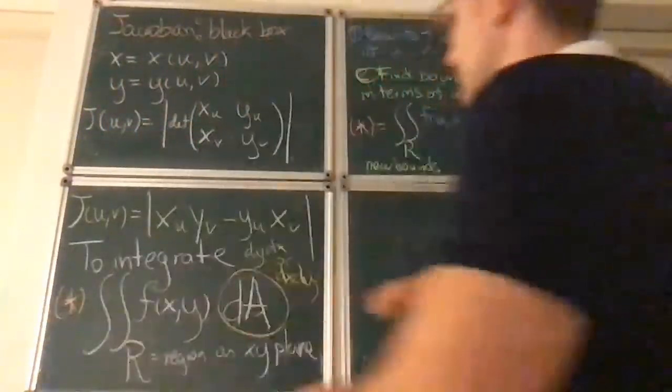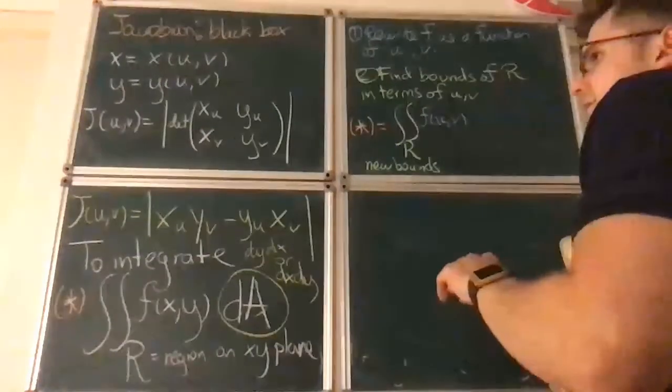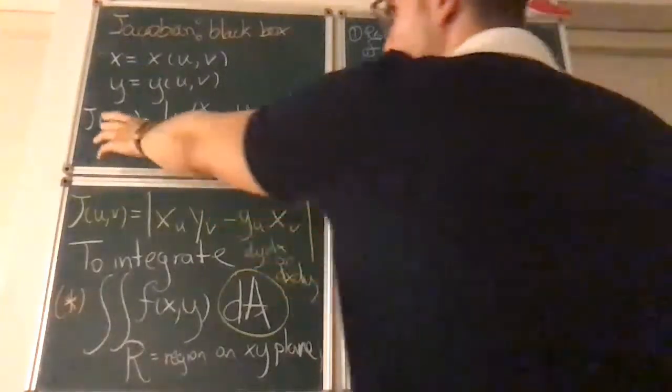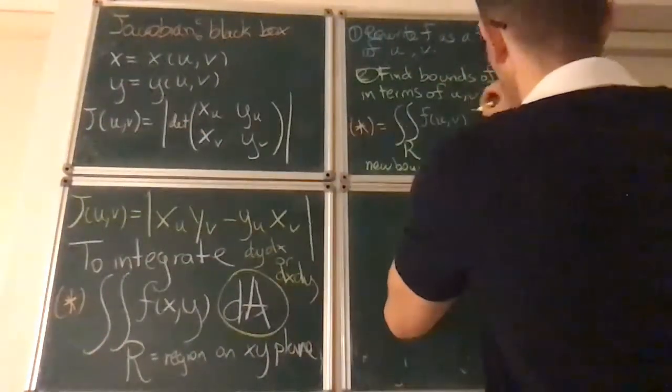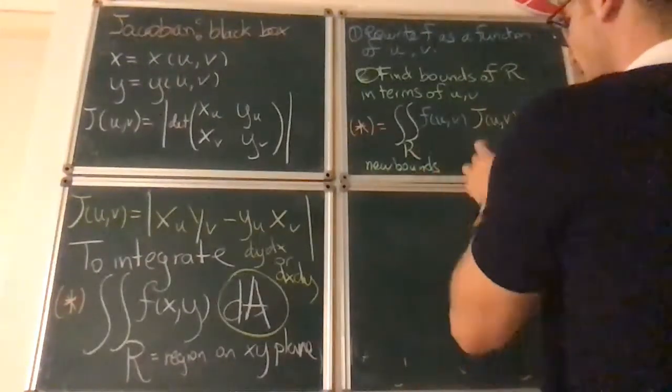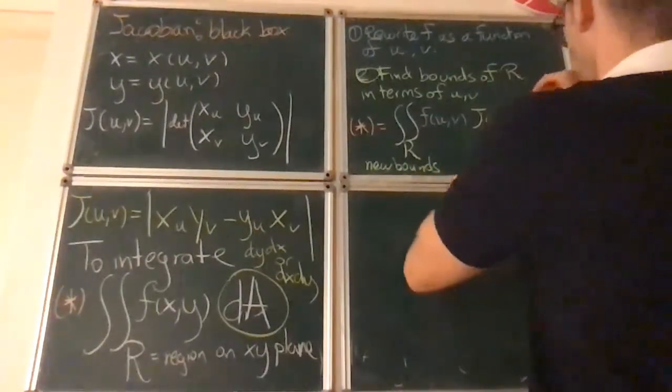And the whole point of the dA is that the dA gets changed. dy dx or dx dy, it does not become just du dv. It gets multiplied by the Jacobian. That's the whole point of what we have been discussing, because that's how we computed the element of area before.